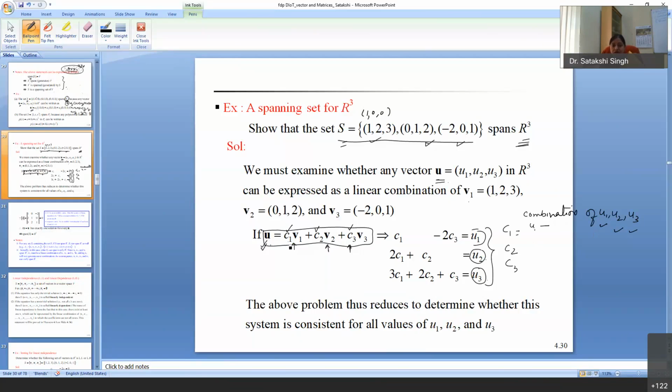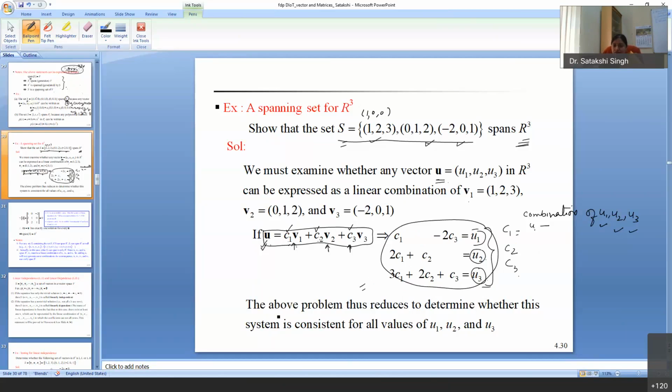As in the previous example, you got the values of c1, c2 and c3 in terms of u1, u2 and u3 only. Similarly here, if you solve this system of linear equations, you will get the values of c1, c2 and c3 in terms of u1, u2 and u3. Another way is to check whether you get a solution at all, because it may happen that these three equations are not solvable. That means there exists no solution for this system of linear equations. That also may happen. In that case, S will not span the vector space R3.